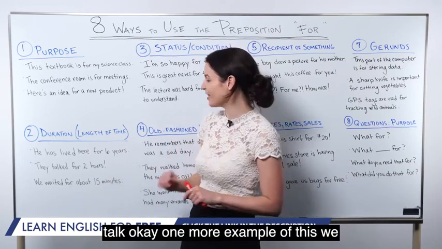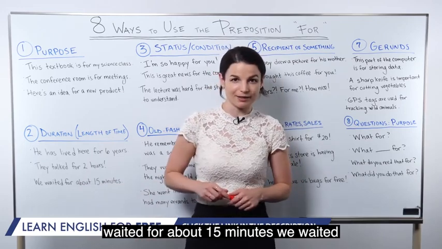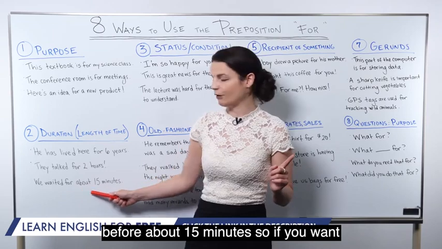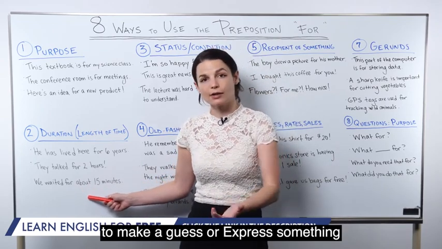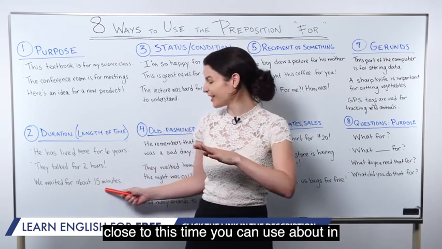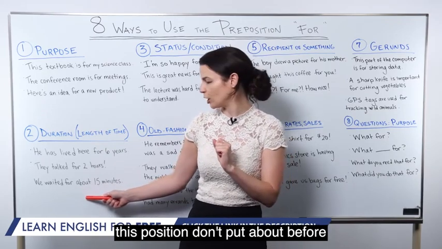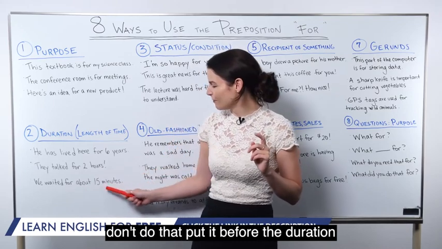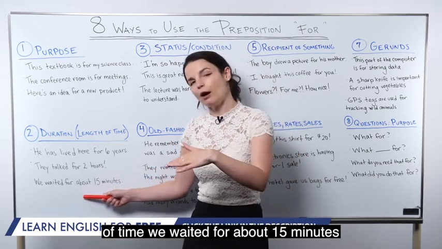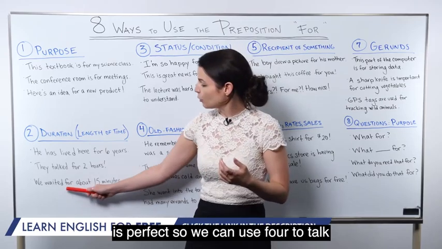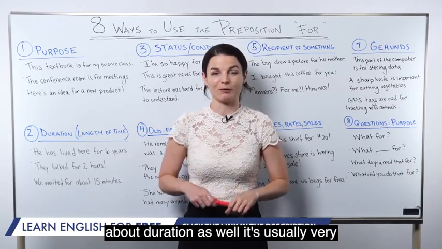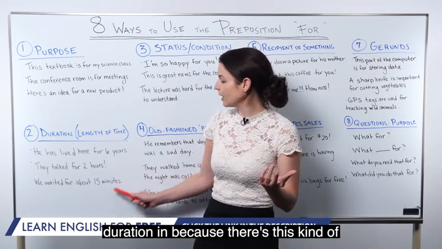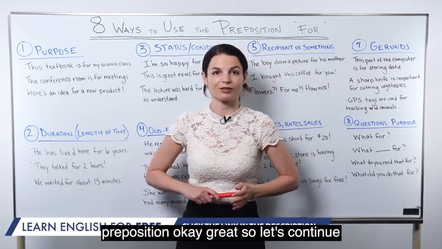Okay, one more example of this. We waited for about 15 minutes. Here we have for before about 15 minutes. So if you want to make a guess or express something close to this time, you can use about in this position. Don't put about before for. We waited about for 15 minutes. No, don't do that. Put it before the duration of time. We waited for about 15 minutes is perfect. So we can use for to talk about duration as well. It's usually very clear when we are using for to describe duration because there's a length of time expression after the preposition. Okay, great.